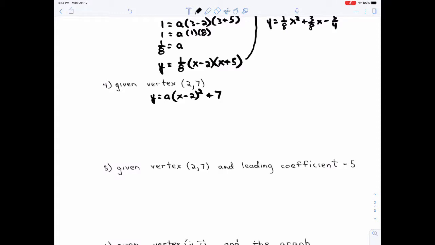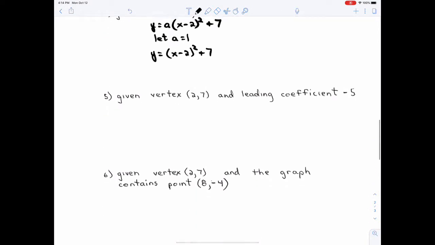Now, did I give you any extra information? No. So just like the very first problem, we can pick anything for a. You can pick the word dog meat, I guess, if you really wanted to, but pick the easiest thing, and a here is 1. So we just have y equals, and I'm not going to bother putting the 1 because 1 times something is just itself. Okay, so that's it.